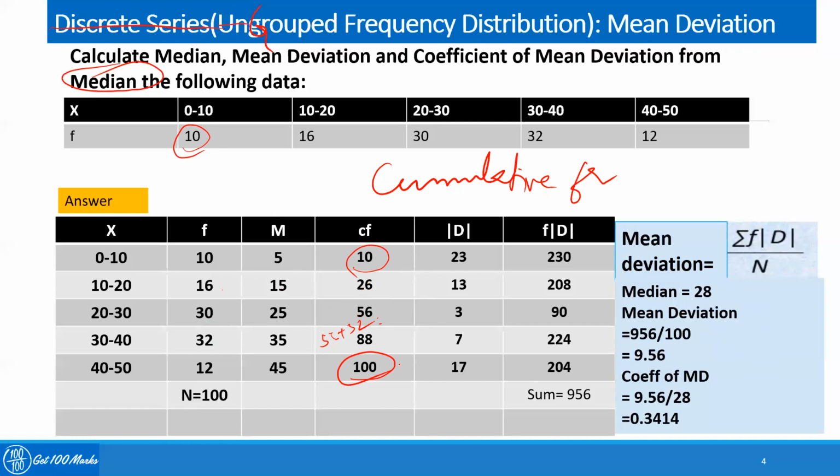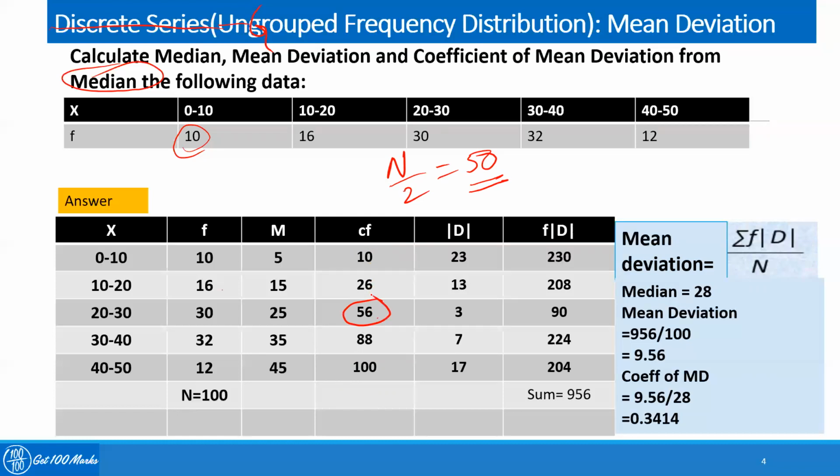Now we have to find the median class. You know the formula of median. How do we find the median class? The first step is to find the value of n by 2. The n by 2 here is coming as 50. So we need to see in the cumulative frequency column which value is either equal to or greater than 50. The value in the cumulative frequency column which is more than 50 is 56. So this is my median class.